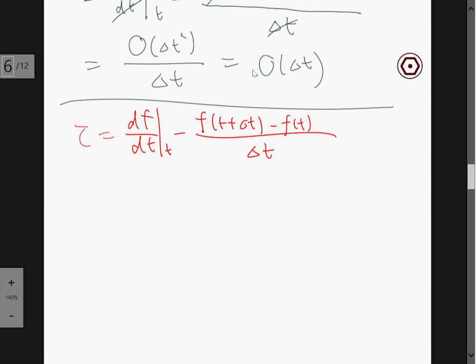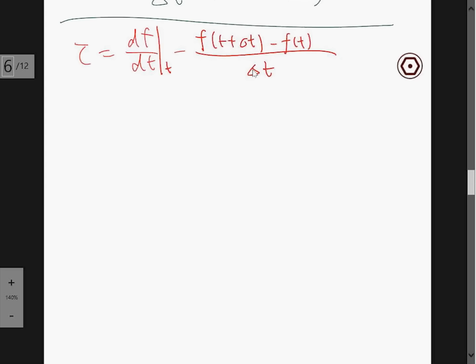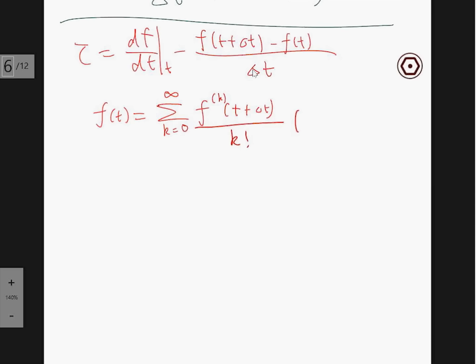This is at t. Okay, Taylor series, we are going to do it again, but we are going to represent f(t) as a Taylor series, k goes from 0 to infinity, f to the kth (t + delta t) divided by k factorial. So I'm expanding f(t) with a Taylor series that is based on t + delta t. Here is something to the kth power. And what is this something?